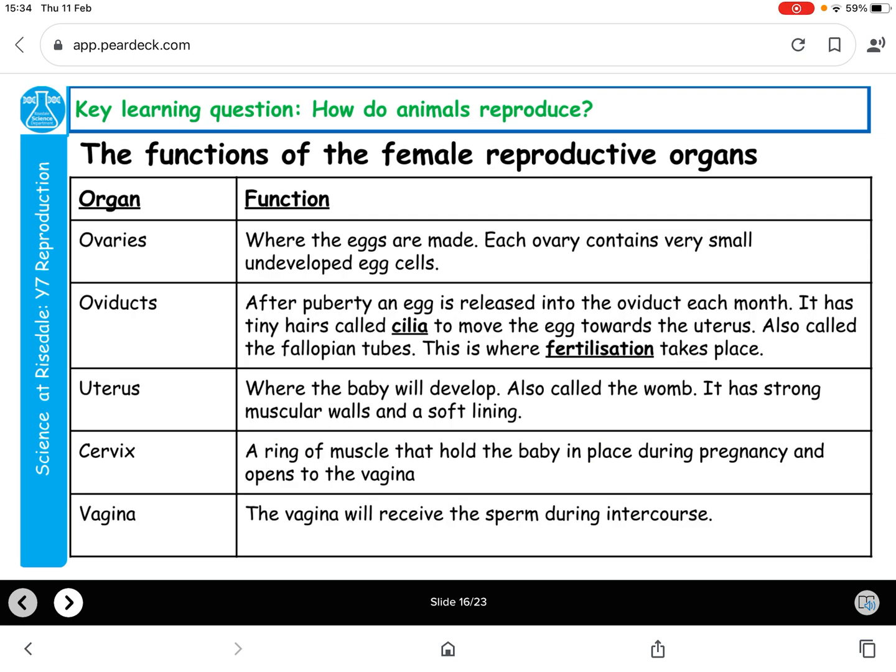So again, you need to know what each part of the reproductive system does. If you would like to, you could pause this video here and copy out this table after your notes from the live lesson on Wednesday.